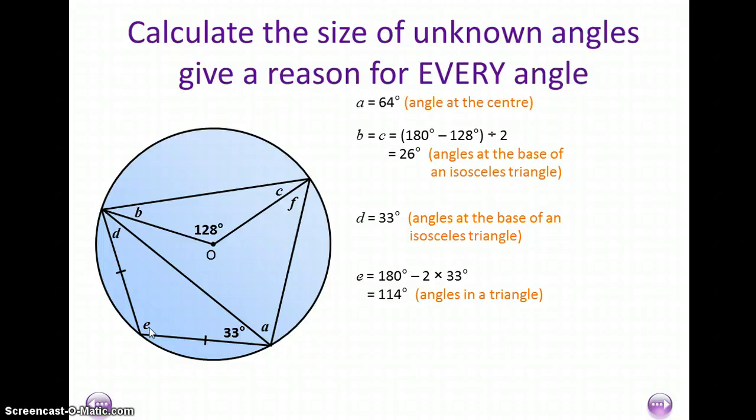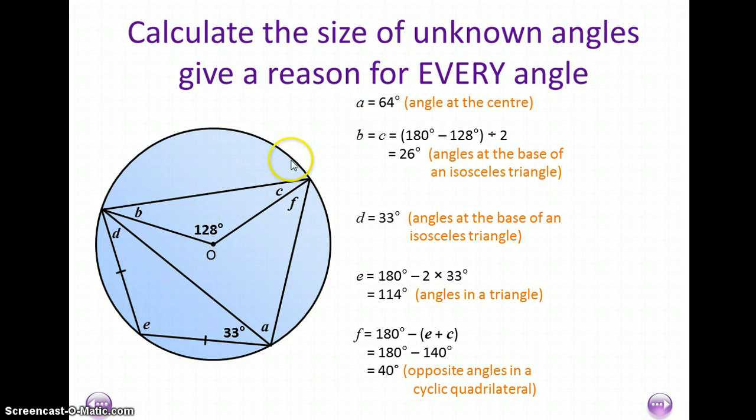Okay, and finally F, which is this angle here plus the whole of this angle here, must add up to 180, because opposite angles in a cyclical quadrilateral add up to 180. And if I know that E is 114 and I know that C is 26, I can find out that F is 40 degrees.